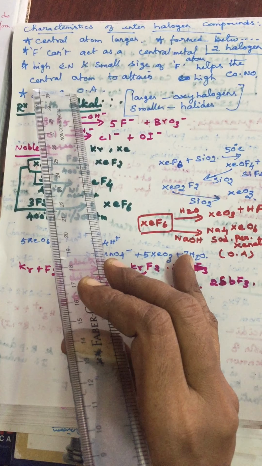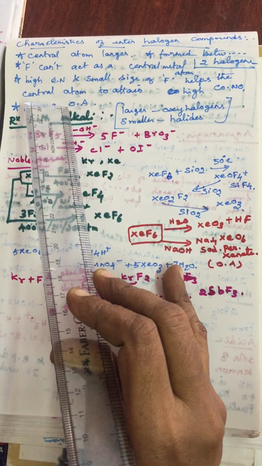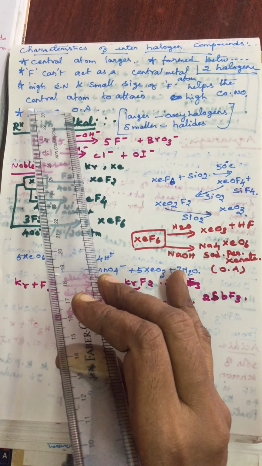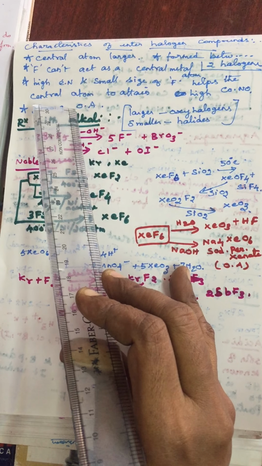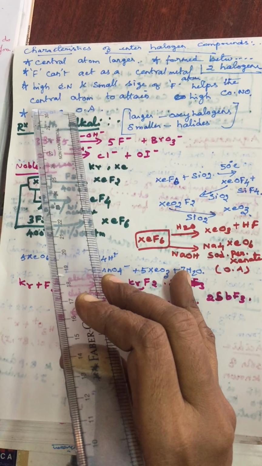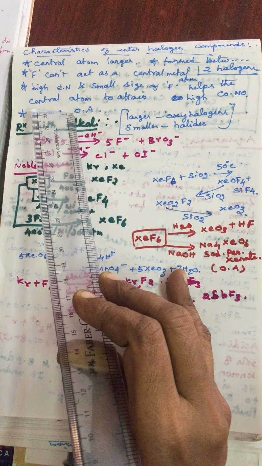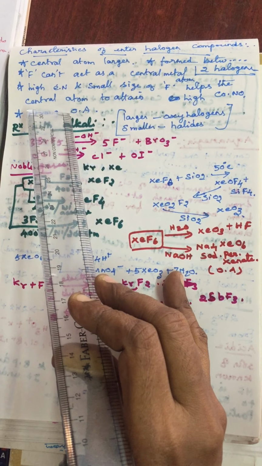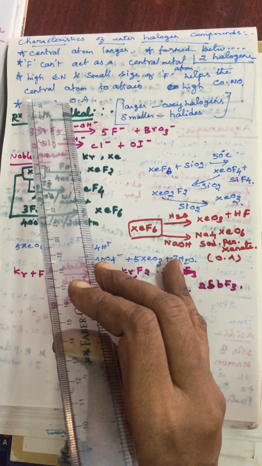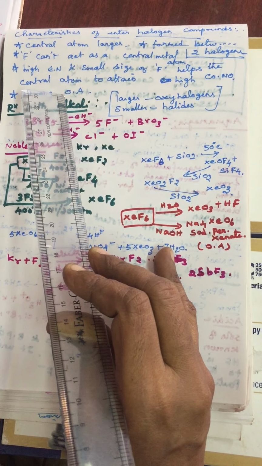I said four characteristics. What are they? One, all the interhalogen compounds are strong oxidizing agents. In the interhalogen compound, the central atom will be larger in size. Due to the smaller size of fluorine, it cannot form a central atom. Then, due to high electronegativity and smaller size of fluorine, it helps the central atom to attain a high coordination number. And the interhalogen compounds will be formed between two halogens only.